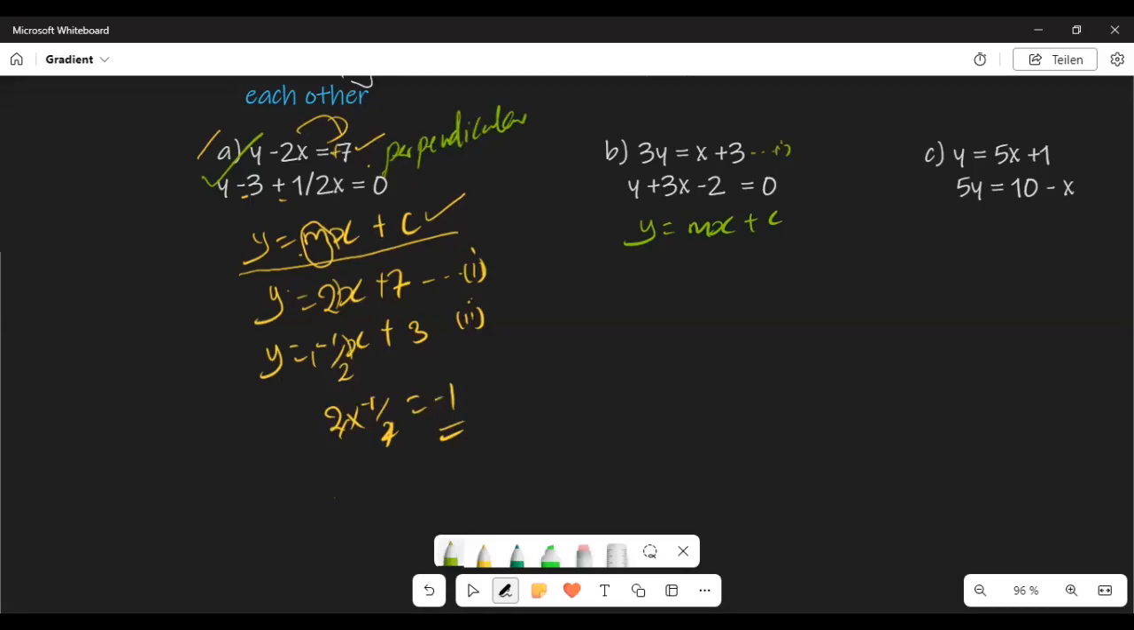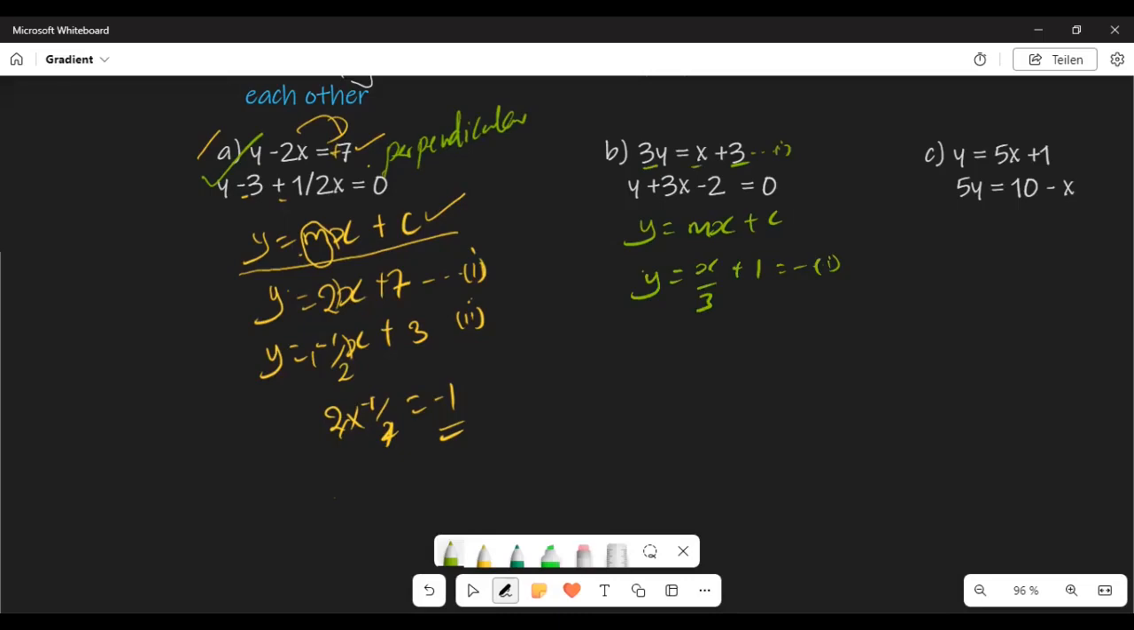Here we have 3y, so we have to divide everything by 3. So that we have y equals x over 3 plus 3 over 3, which is 1. So that's going to be our equation 1, because from there we're going to look at the gradient and then multiply them, and then we find out whether we have a -1, and that's going to justify whether this is perpendicular or not.